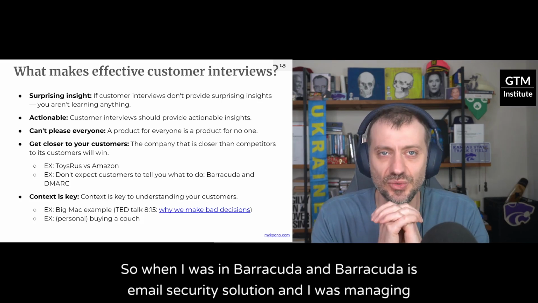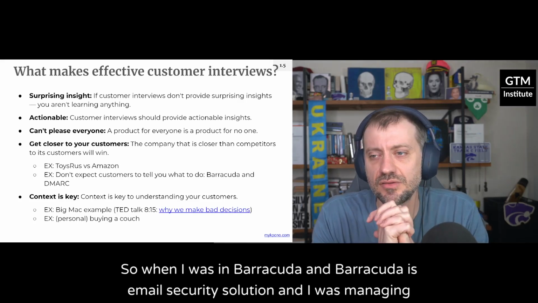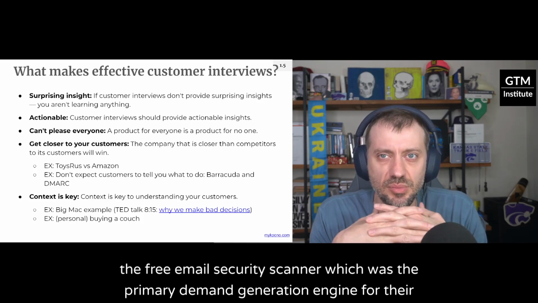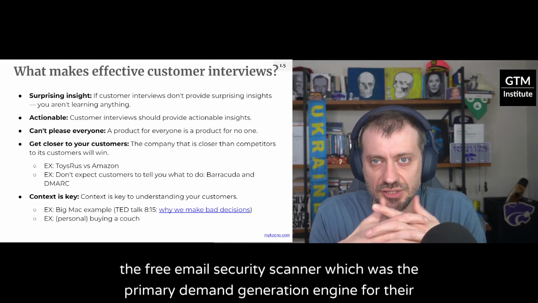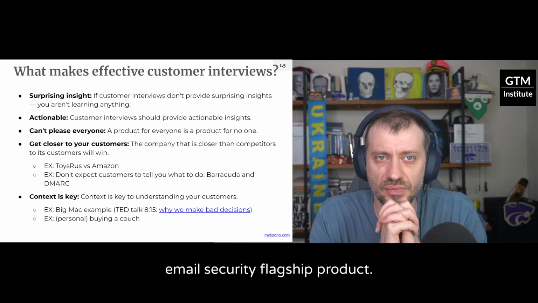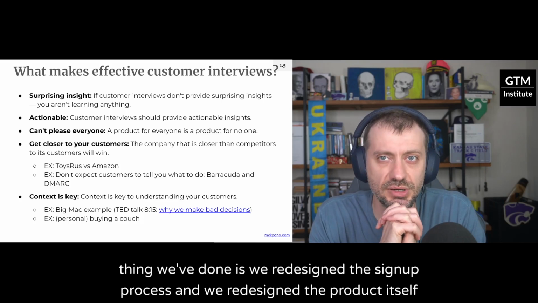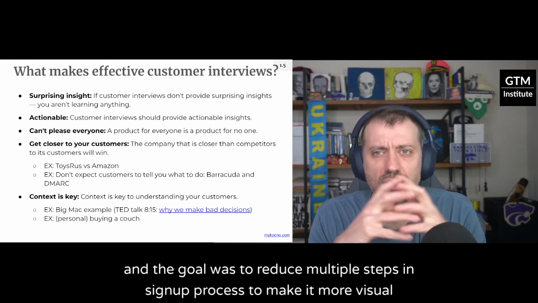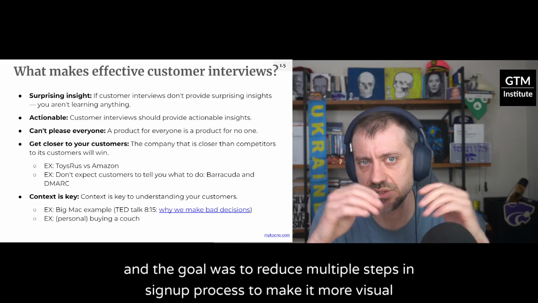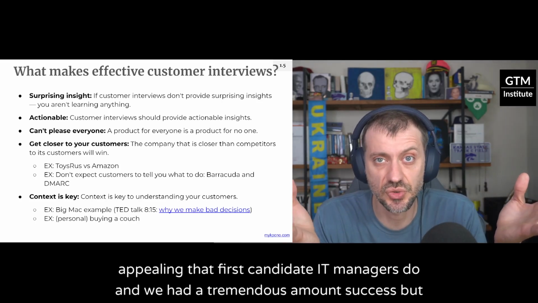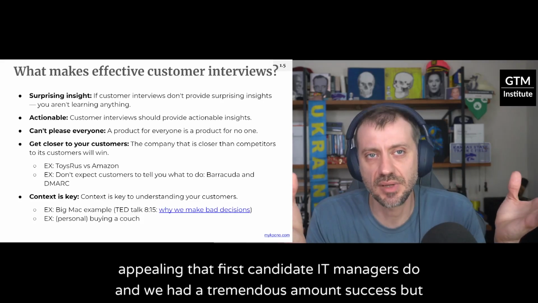So when I was at Barracuda, an email security solution company, I was managing their free email security scanner, which was the primary demand generation engine for their email security flagship product. When I joined Barracuda, the first thing we did was redesign the sign-up process and the product itself. The goal was to reduce multiple steps in the sign-up process and make the first scan that IT managers do more visually appealing. And we had a tremendous amount of success.